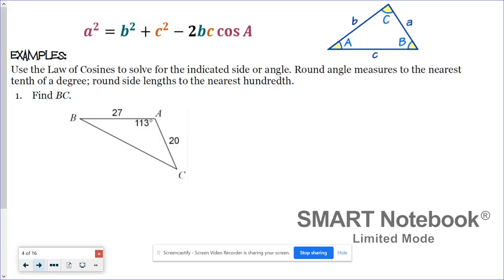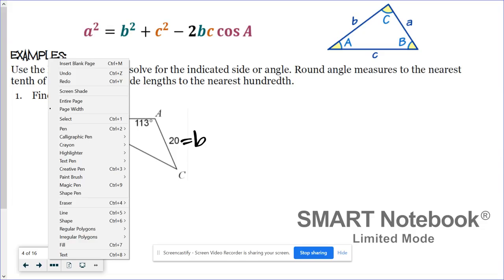So in number one, I want to find side BC. BC is opposite angle A. So maybe we label all of our sides like we did previously: opposite angle A is side A, opposite angle B is side B, and opposite angle C is side C. So I'm definitely using the law of cosines written for side A. I want to start by simply making the substitution of what I know into the formula. That's pretty easy.